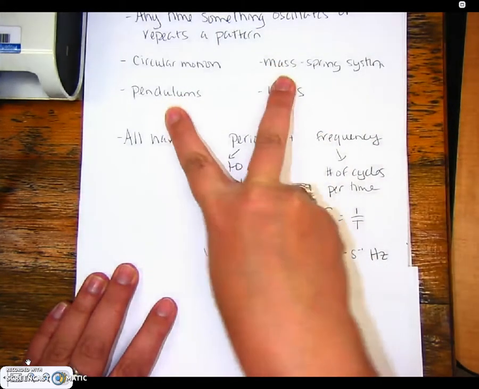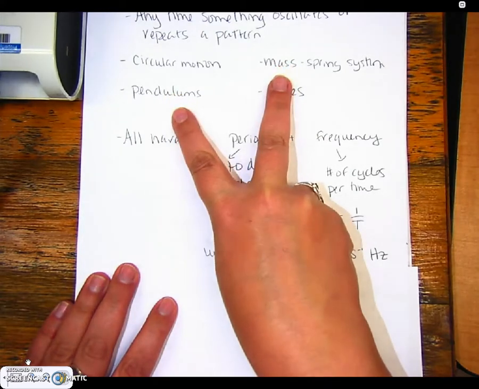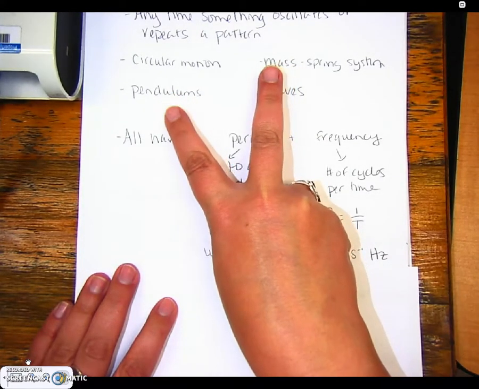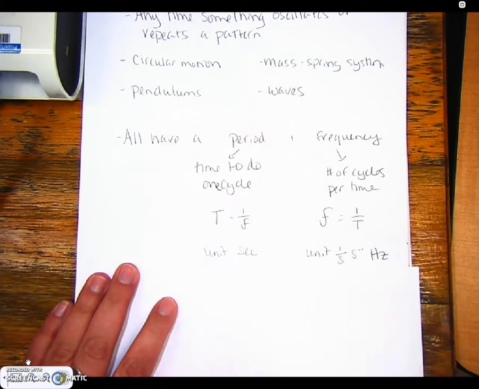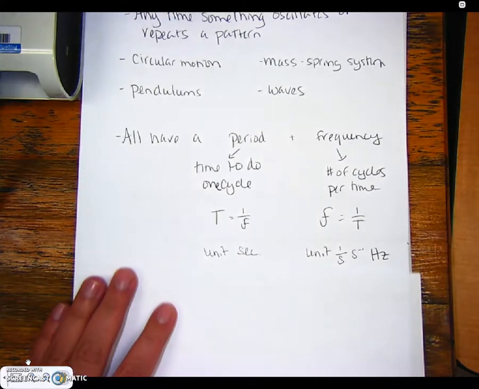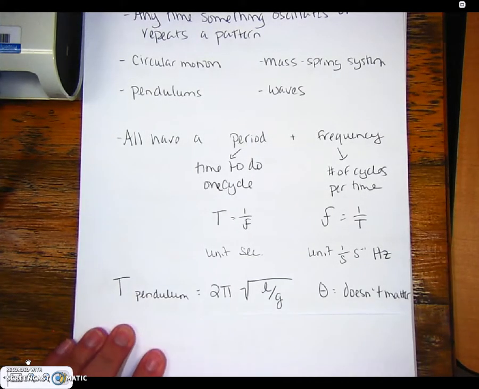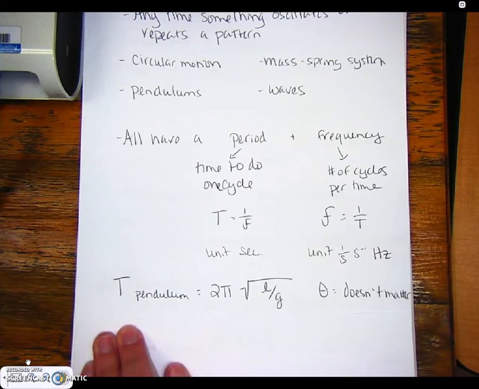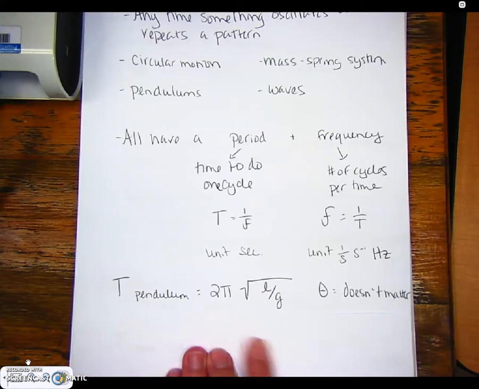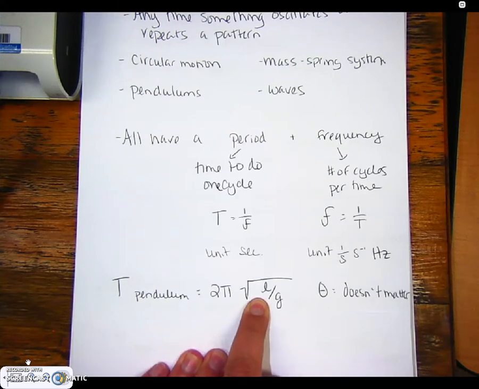But then we also looked at new ways of figuring out, based on the construction of either a pendulum or a mass spring system, what the period of that device would be. So first we talked about pendulums, where the period of a pendulum is equal to 2 pi times the square root of L over g. And this just makes a lot of sense because L is the length of the pendulum arm and g is acceleration due to gravity.